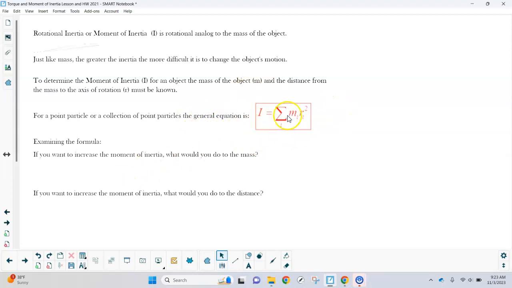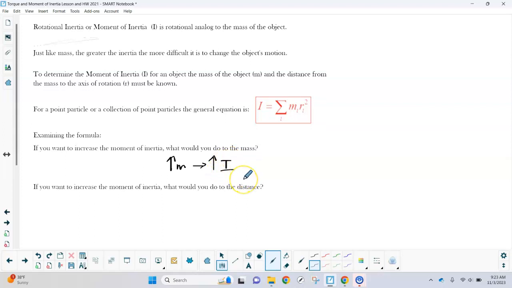So just coming back to this formula, this is the generic formula for a particular point or collection of points. If you want to increase the moment of inertia, what would you do to the mass? If you look at this equation, mass is in the same part as I, so that's a direct relationship. If you increase the mass, that's going to cause an increase in the moment of inertia. So the more massive you are, the harder it is to get it to rotate. That makes sense.